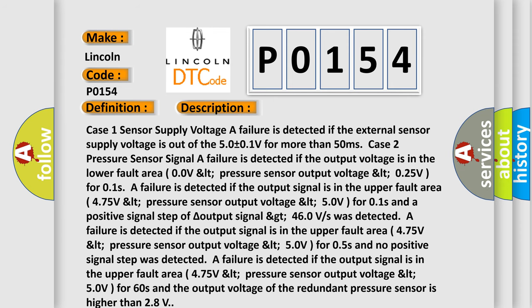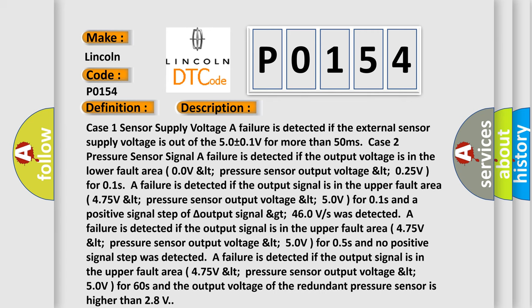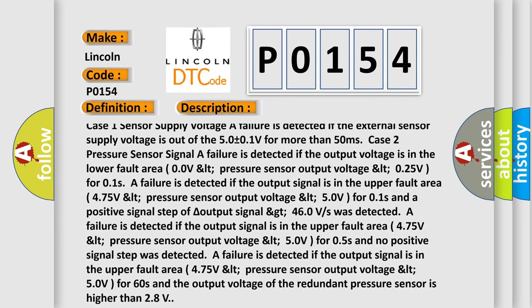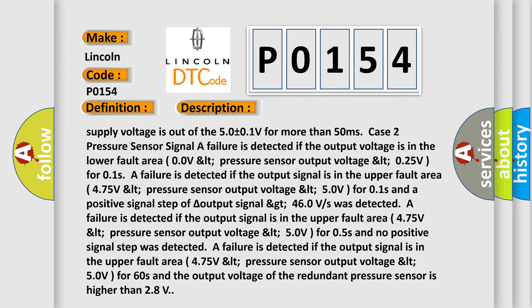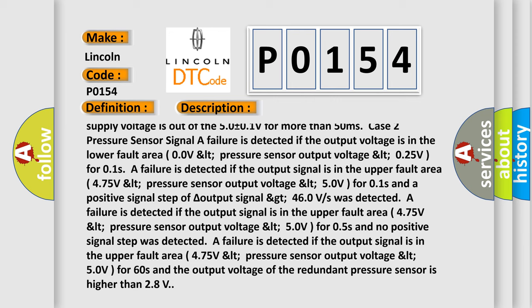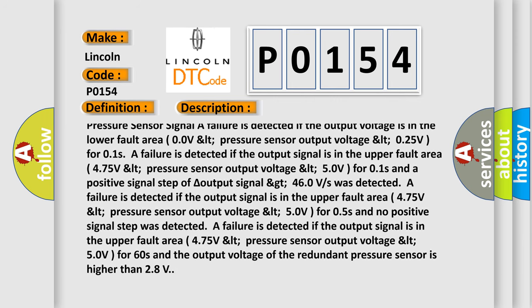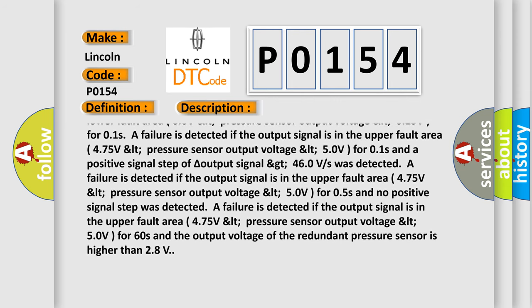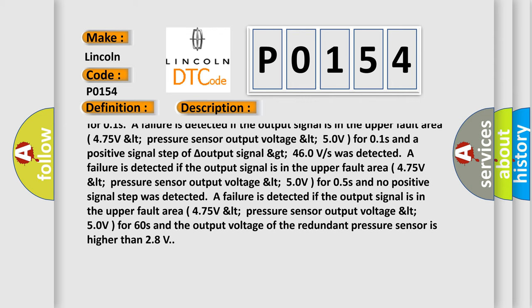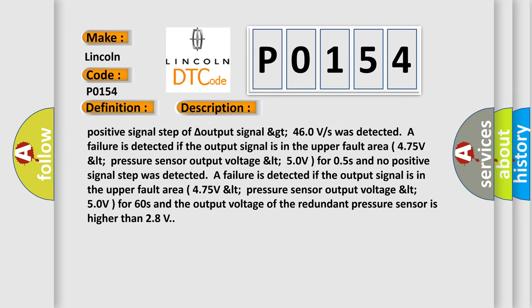Case 1, sensor supply voltage: a failure is detected if the external sensor supply voltage is out of the 5.0 ± 0.1 V range for more than 50 milliseconds. Case 2, pressure sensor signal: a failure is detected if the output voltage is in the lower fault area 0.0 V < pressure sensor output voltage < 0.25 V for 0.1 s. A failure is detected if the output signal is in the upper fault area 4.75 V < pressure sensor output voltage < 5.0 V for 0.1 s, and a positive signal step of delta output signal > 4.60 V was detected.